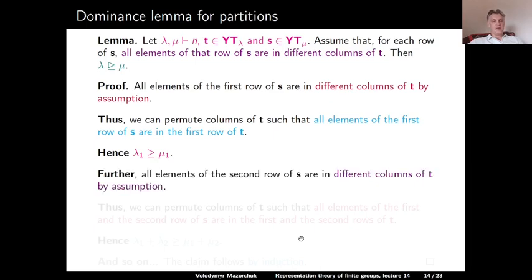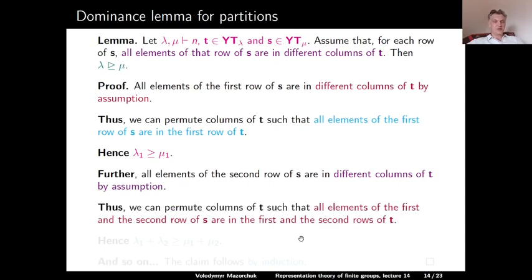Further, all elements in the second row of S are in different columns of T. So therefore, we can have an additional permutation of the columns of T such that we collect all elements in the first row of S in the first row of T and all elements in the first and in the second row of S in the first and in the second row of T. So this means exactly that lambda 1 plus lambda 2 is greater than or equal to mu 1 plus mu 2. And so on, we can complete the proof by induction.